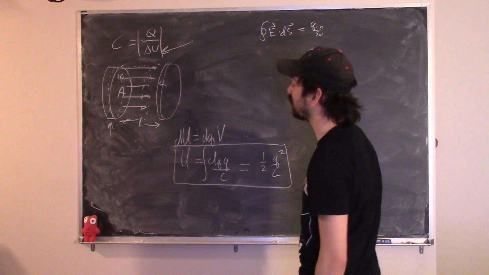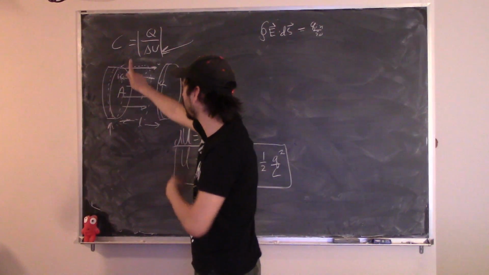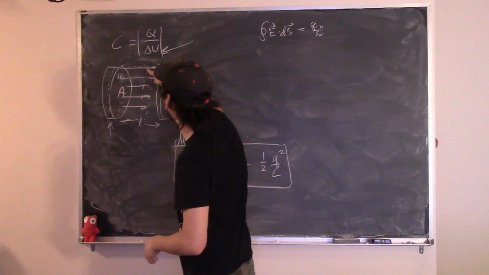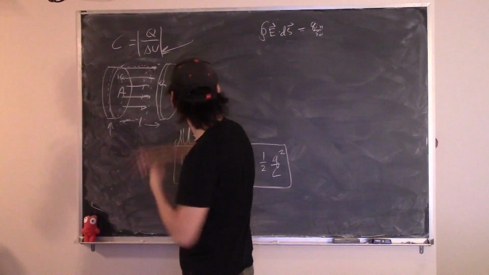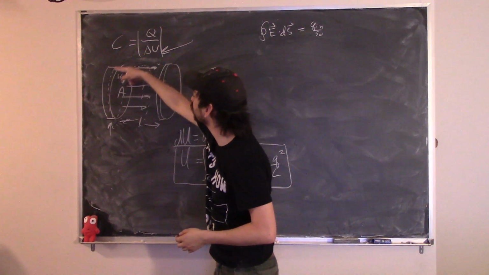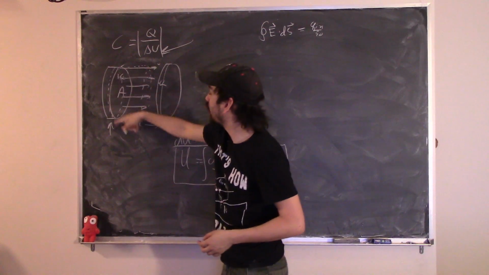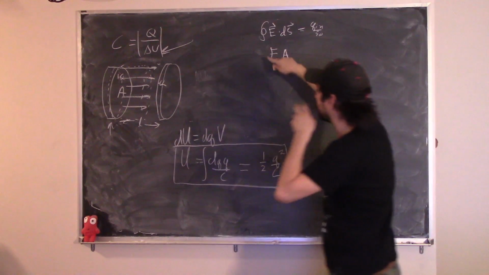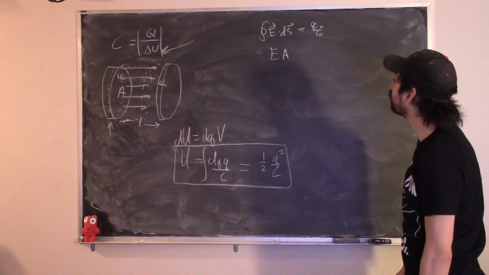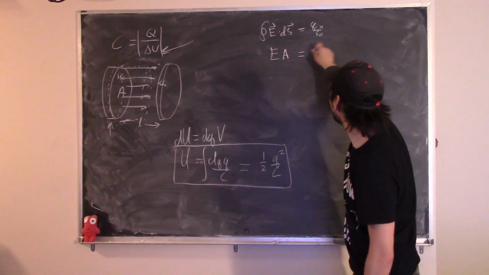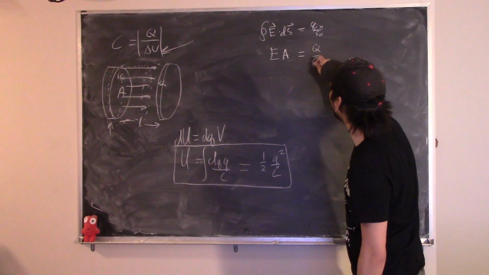The flux through the sides is going to be 0 because the electric field is going to be perpendicular to that dA vector. And so the only flux that I'm going to have is through this surface right here. And that surface has some total area A because I'm enclosing the entire face of this. And so the left-hand side of Gauss's law is just going to be E times A.